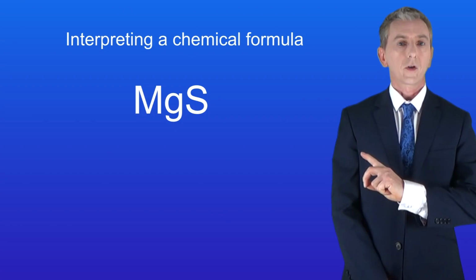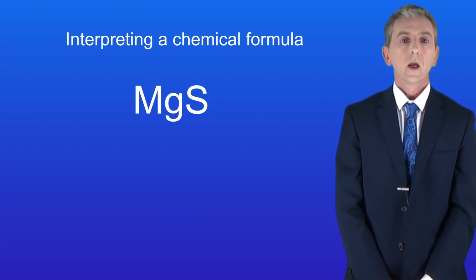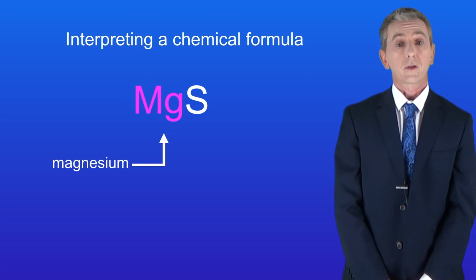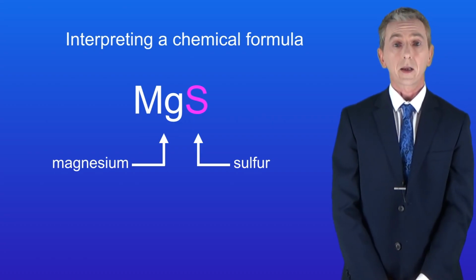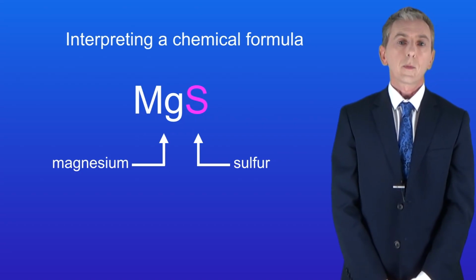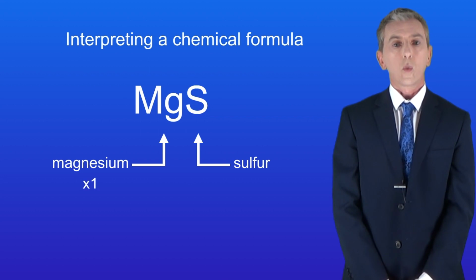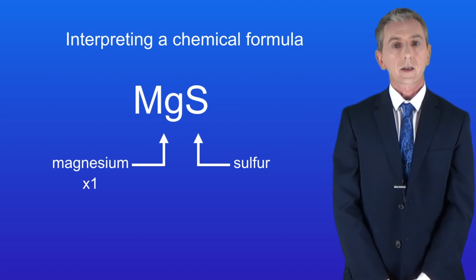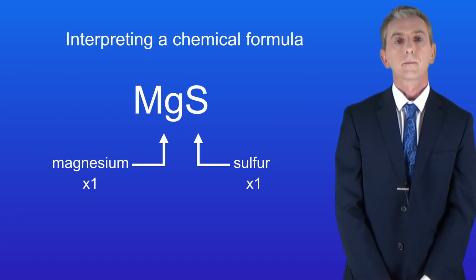This shows the formula for the compound magnesium sulfide, which we saw in the last video. We can see the symbol for magnesium here, and we can see the symbol for sulfur here. We can use this formula to work out the number of atoms of magnesium and sulfur. You can see that we've got no number to the right of the magnesium, so that means that we've got one atom of magnesium. We also have no number to the right of the sulfur, so again that means that we've got one atom of sulfur.